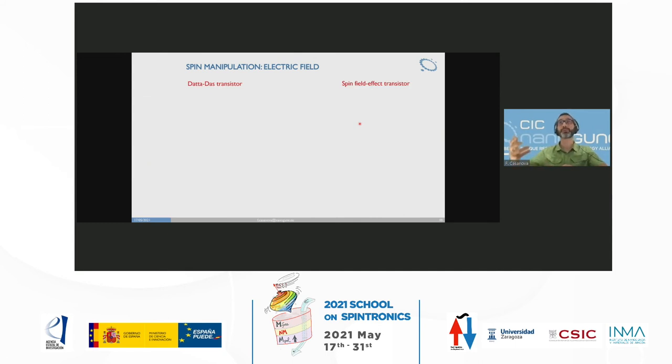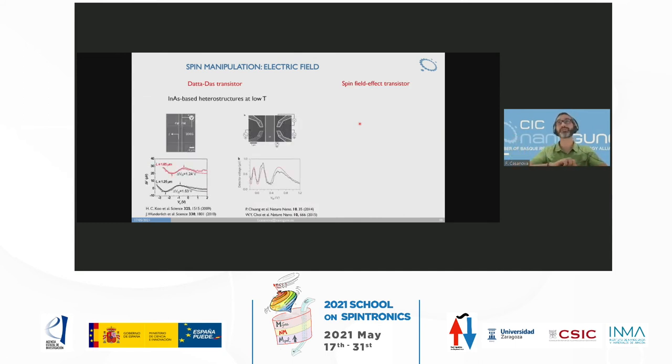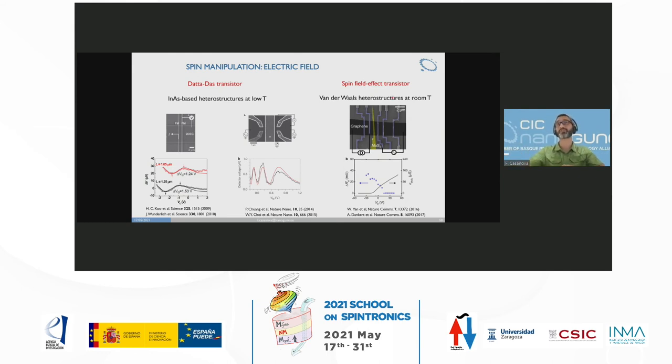Practical realizations of this: in the case of the Datta-Das transistor, it's been achieved in some cases in indium arsenide-based heterostructures, always at low temperatures because of this complexity. These are voltages that are related to the spin accumulation, the spin current, and are modulated with a gate, right, in these examples. The spin field effect transistor idea has been realized in van der Waals heterostructures at room temperature, combining graphene with TMDs, transition metal dichalcogenides, and you see here how the spin signal itself is turned on and off with a gate voltage. Okay.